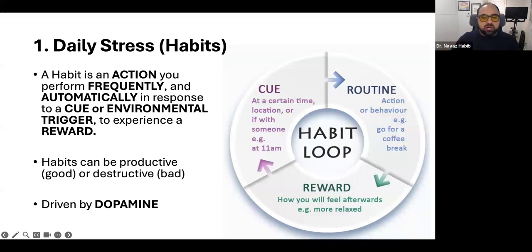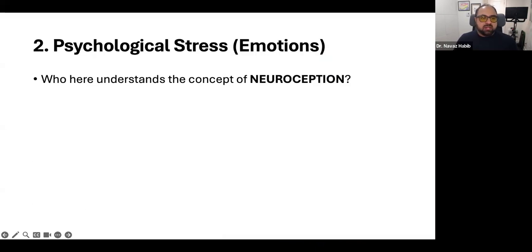What are your habits prior to sleep? What are your habits prior to eating? Are you eating in a rush? Are you eating in the car? What's happening with regards to moments where we should be calm, but maybe we're not being as optimal as we should be? The second area is the psychological stressors.